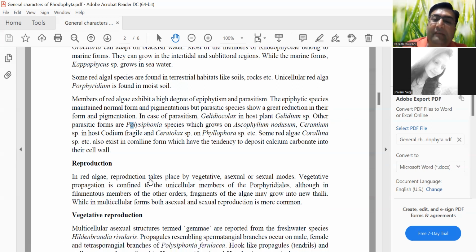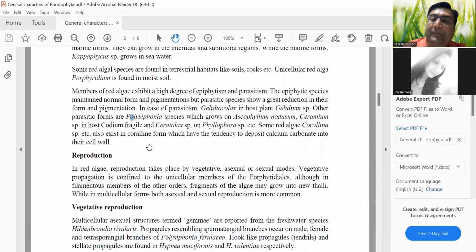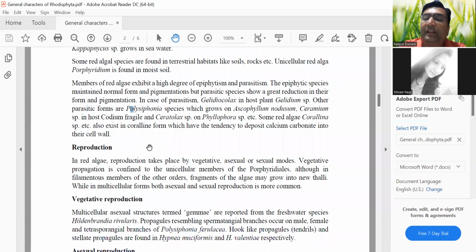Some red algae have the tendency to deposit calcium carbonate into their cell wall, and such red algae are known as coralline algae. That is also a unique feature of the red algae, that they deposit calcium carbonate into their cell wall, and thus their thallus becomes very hard to touch, and they are known as calcareous algae.